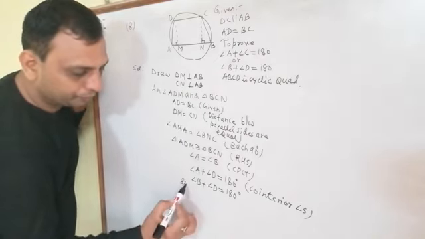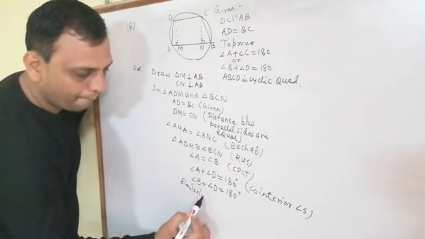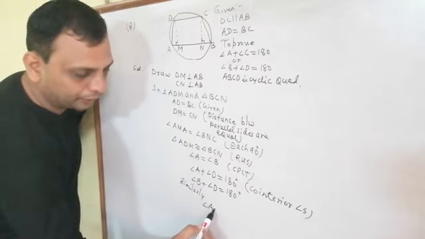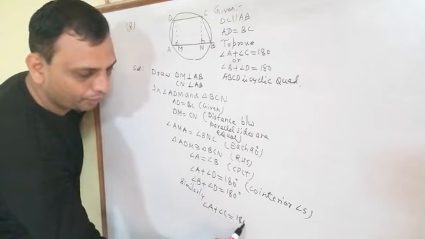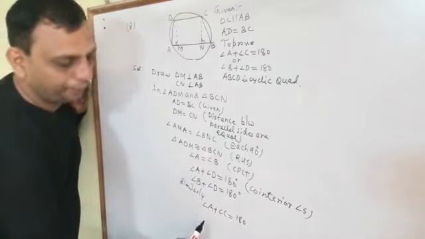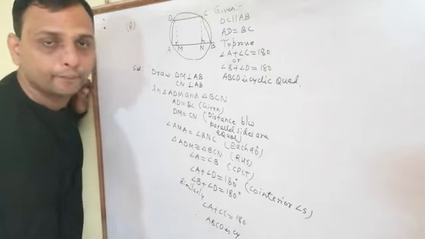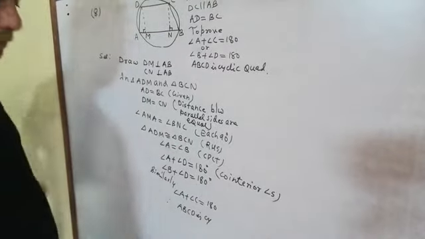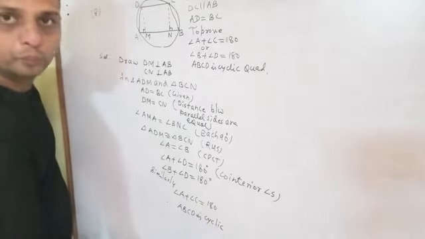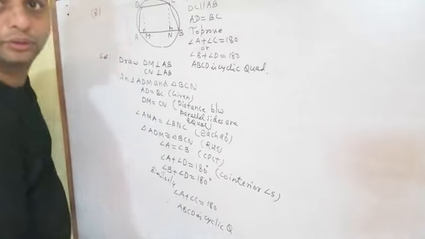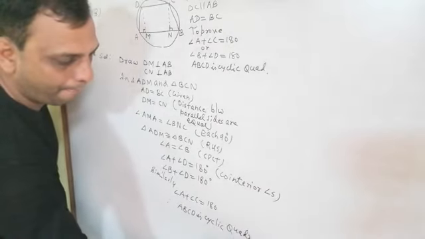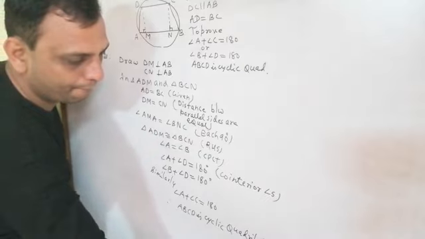Similarly, we can prove A plus C is also 180 degrees. Therefore, ABCD is a cyclic quadrilateral. At last you can write ABCD is a cyclic quadrilateral. This is the proof of question number 8.